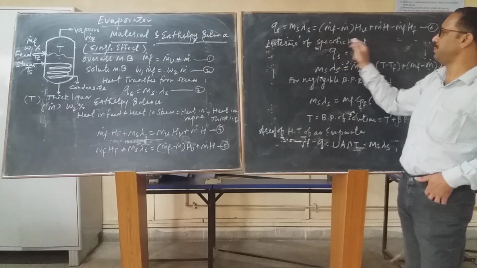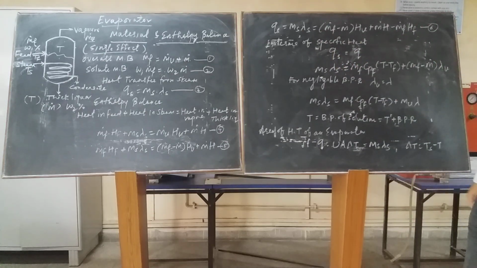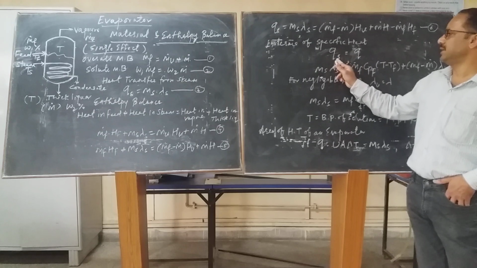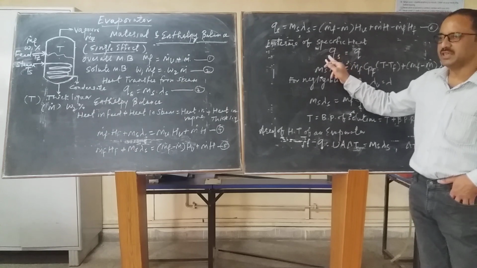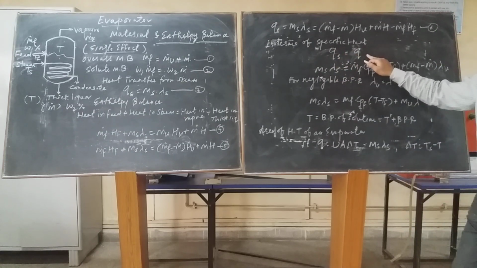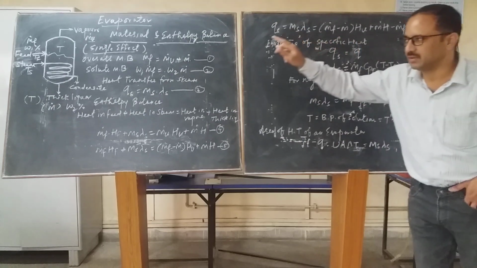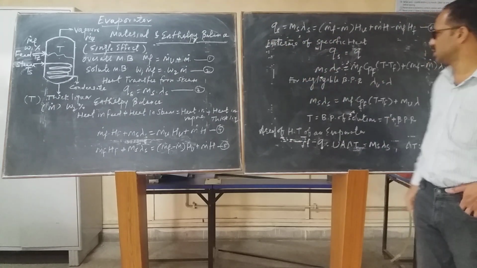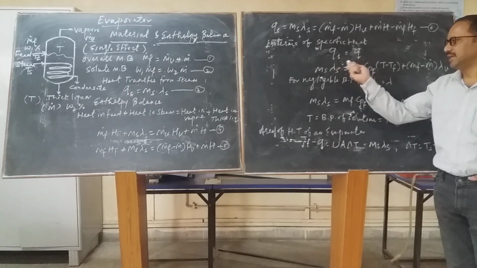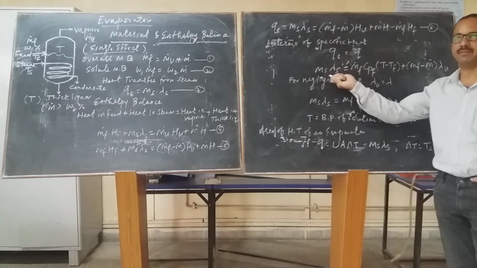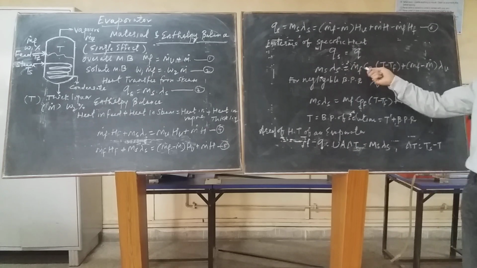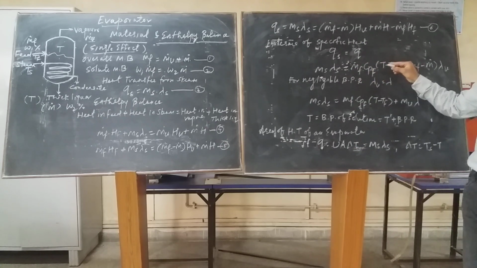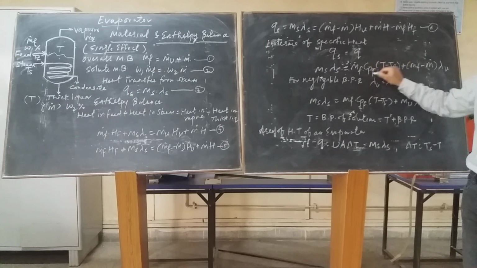In terms of the specific heat, the heat supplied from the steam is equal to the heat received by the weak solution to form a thick liquor and to vaporize a portion of the solvent. The heat supplied from the steam is utilized to increase the temperature of the feed from Tf to T, which is in the form of sensible heat.